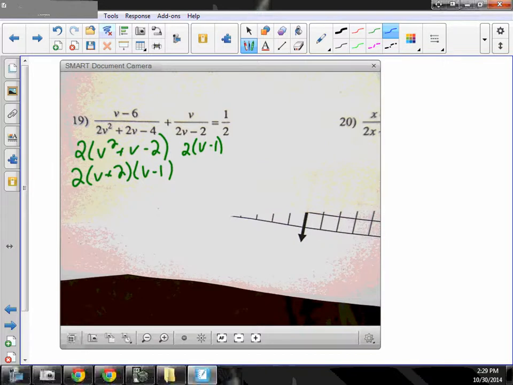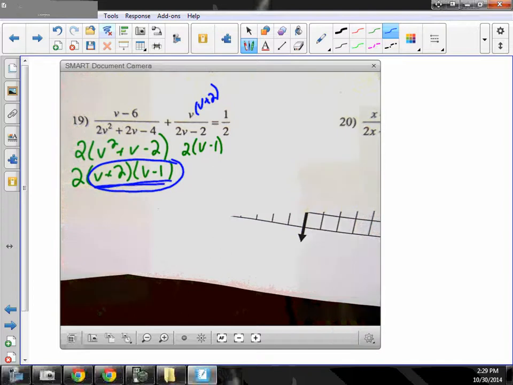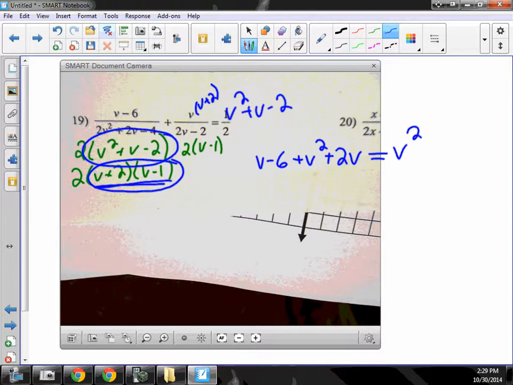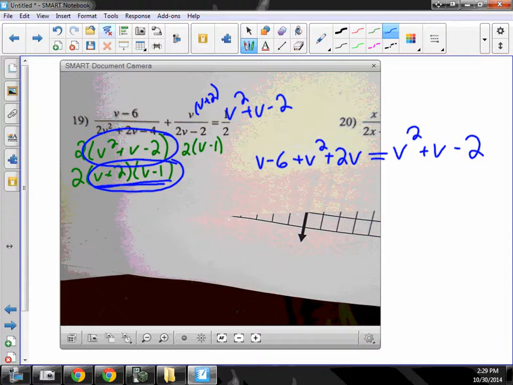What about my second fraction? It needs a v plus 2. What does the last fraction need? It needs both a v plus 2 and a v minus 1, but I'm lazy. I already know what these make. They make that. And it's times 1, so it's just v squared plus v minus 2. So when I look at the numerators, v minus 6 plus v squared plus 2v equals v squared plus v minus 2. Well, it's a quadratic, right?